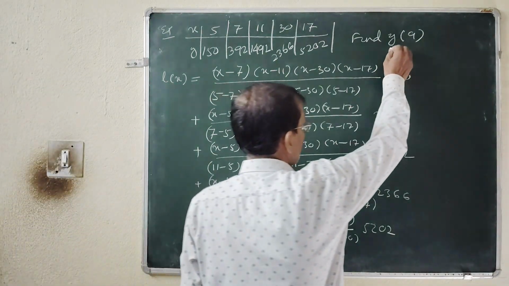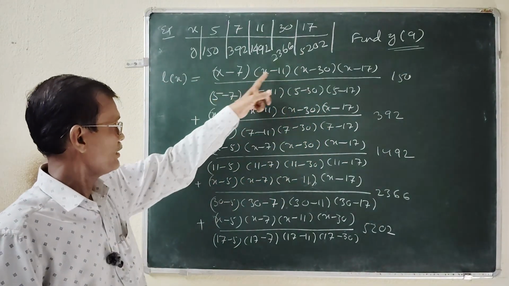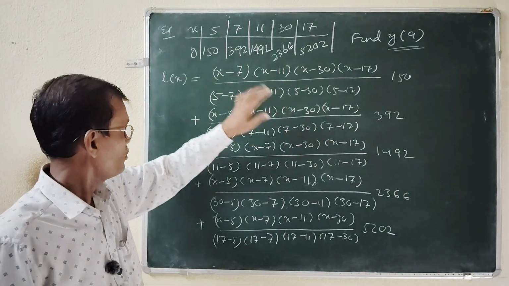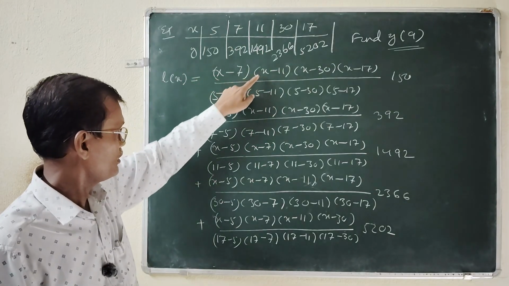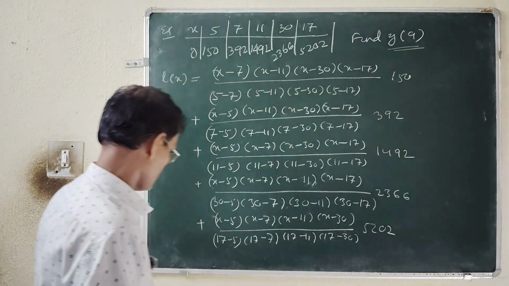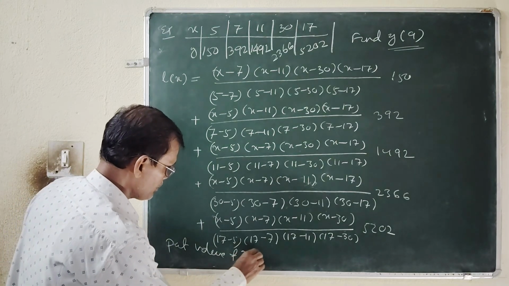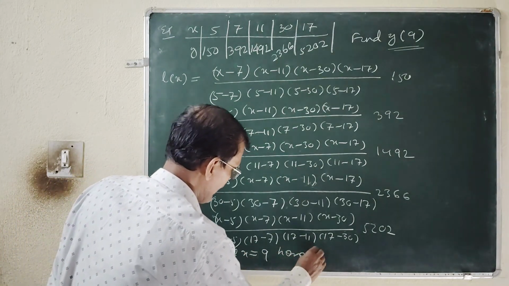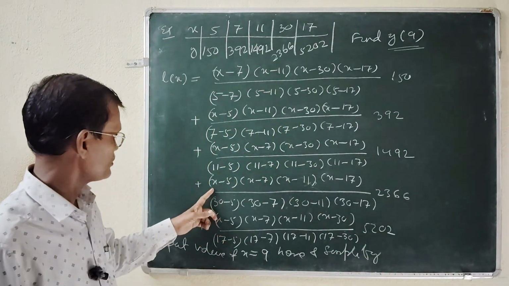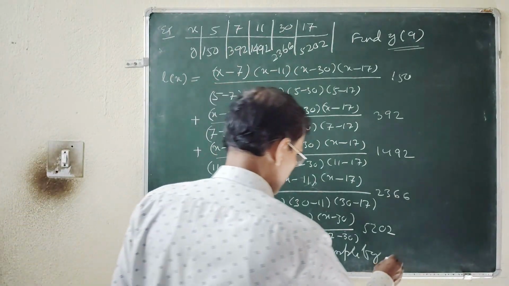We have to find the value of y at 9. In this formula, wherever x is written, just write 9 and simplify. Again I am repeating, wherever x is written, in that place just put 9. So put the value of x equal to 9 here and simplify. If you put the value of x as 9 in the entire expression and simplify, you will get the result, that is 810.